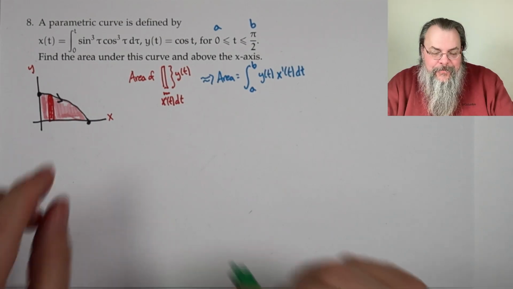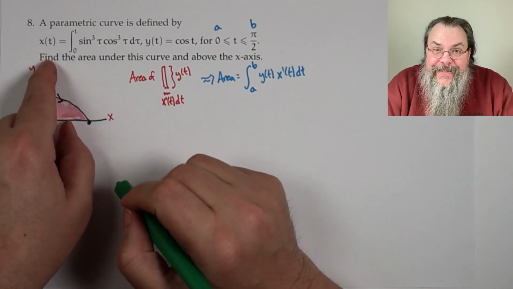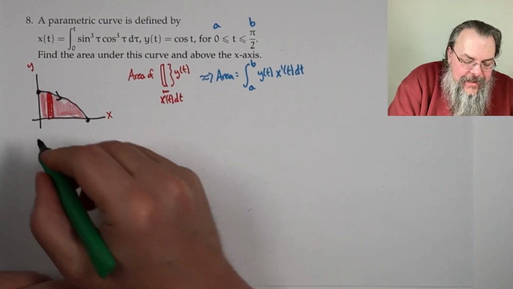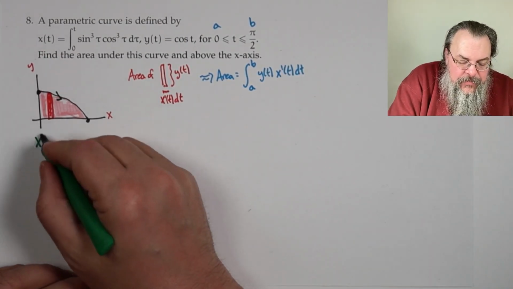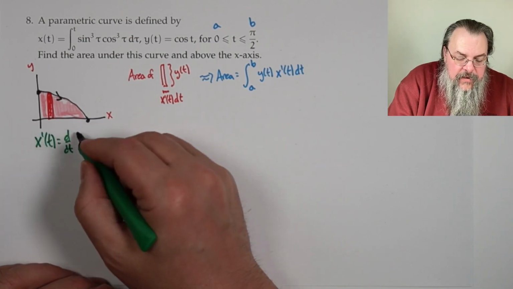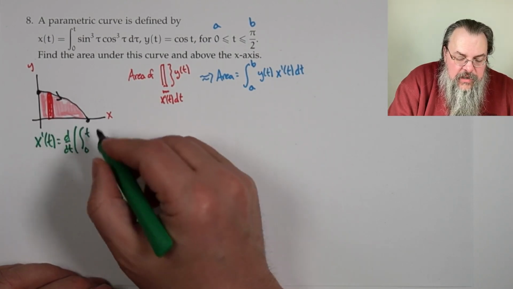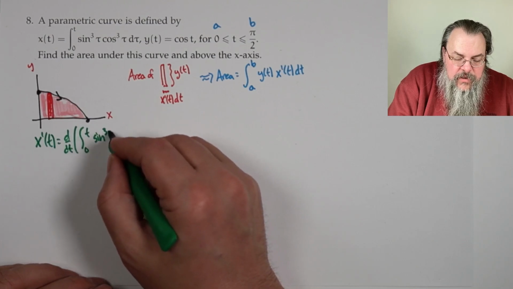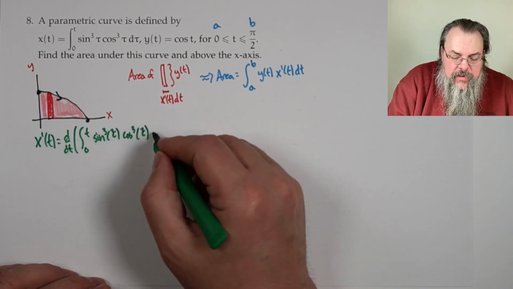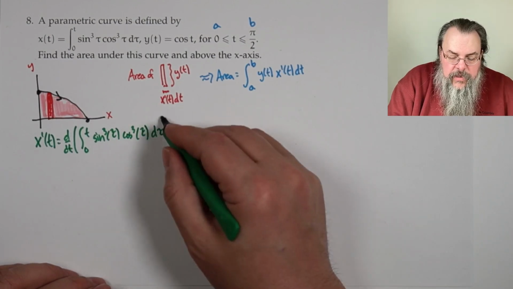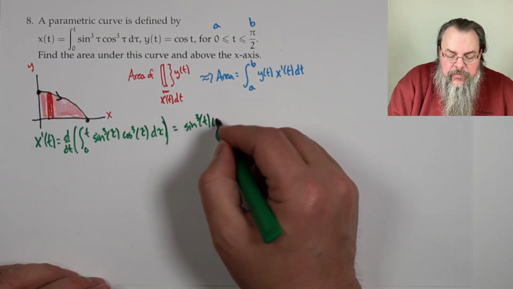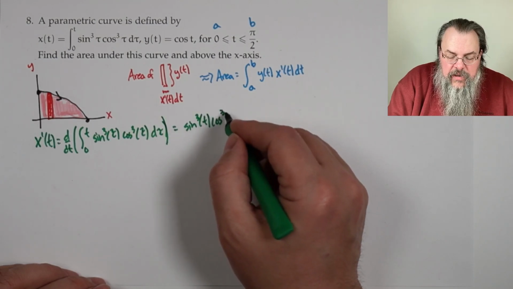Okay, all right, so x prime of t. The way we're going to define that is to say, hey, it's the derivative of an integral. So x prime of t is the derivative of the integral, 0 to t, sine cubed tau, cosine cubed tau, d tau, which makes this sine cubed of t, cosine cubed of t.